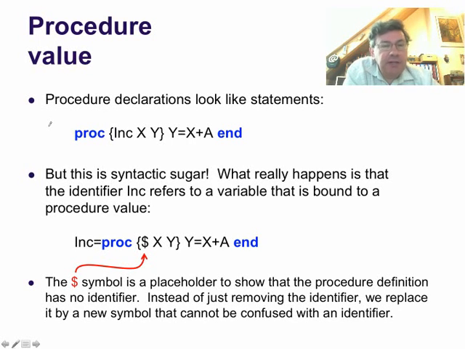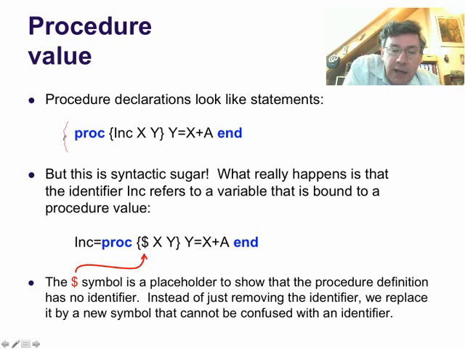Now that we've seen what a contextual environment is, let's take a look at the next step, which is the procedure value. So procedure value is exactly what its name says. Procedures are values in memory. Variables are bound to procedure values. So to show this, let's start with a simple procedure here.